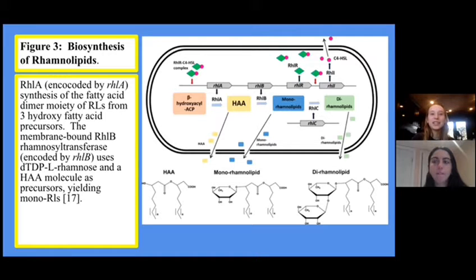On a genetic level, the biosynthesis of monorhamnolipids in Pseudomonas aeruginosa occurs through two sequential steps. First, the RHLA, which is encoded by the RHLA gene, is synthesized, and then the membrane-bound RHLB rhamnosyltransferase, which is encoded by the RHLB gene, uses molecules such as CDP-L-rhamnose and a HAA molecule as precursors, which yield monorhamnolipids.